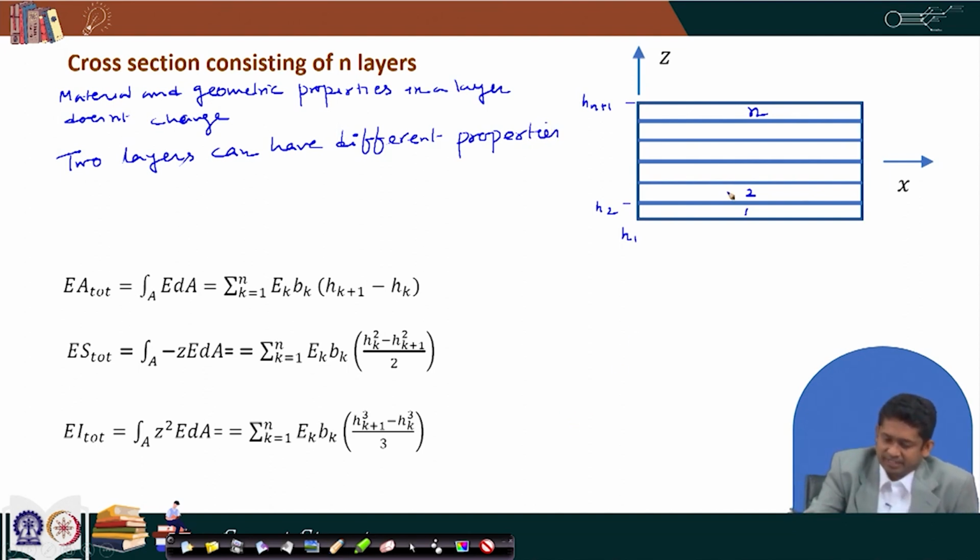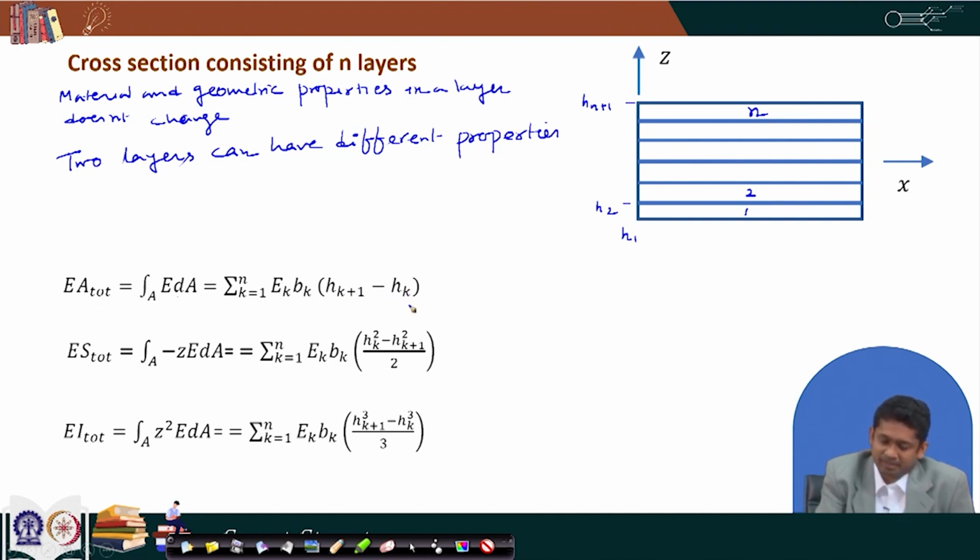So, with that, if we integrate, we can break down the integral into several pieces. If I want to find EA total, so it is the integral of E dA over the entire cross-sectional area, then we can integrate it over each layer, because each layer has the same property and we can just add up. So, we divide it into n number of layers. So, summation k goes from 1 to n, and within each layer the integral becomes E_k B_k multiplied by (H_(k+1) minus H_k).